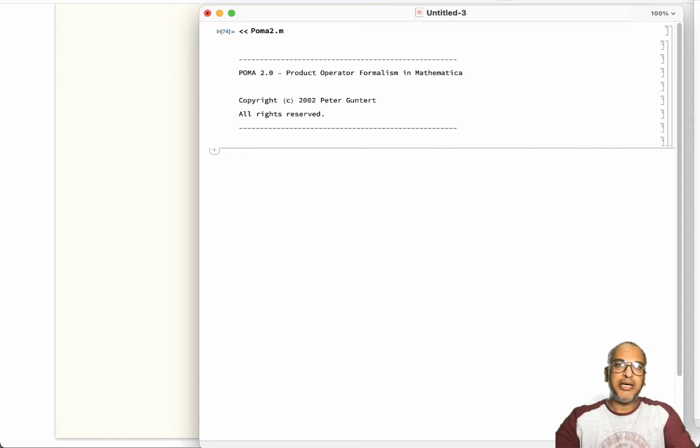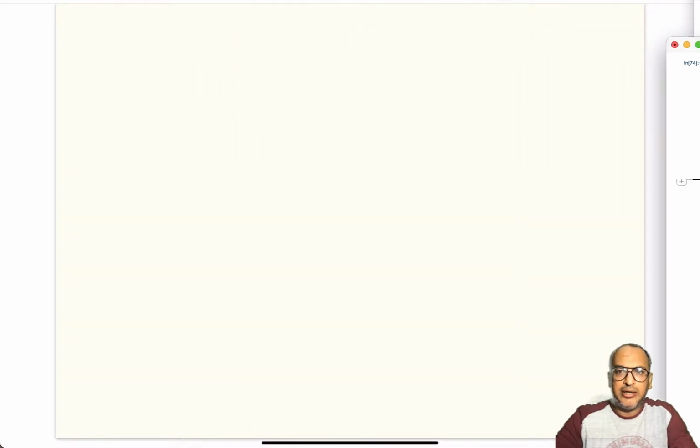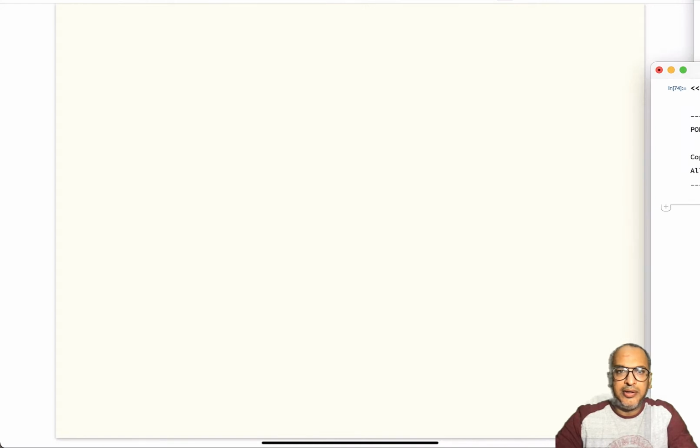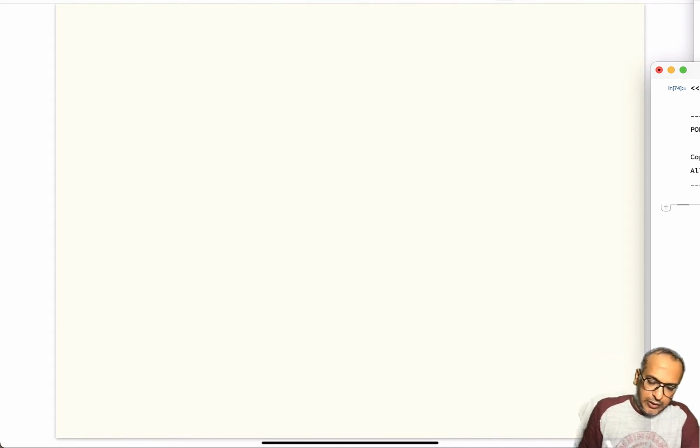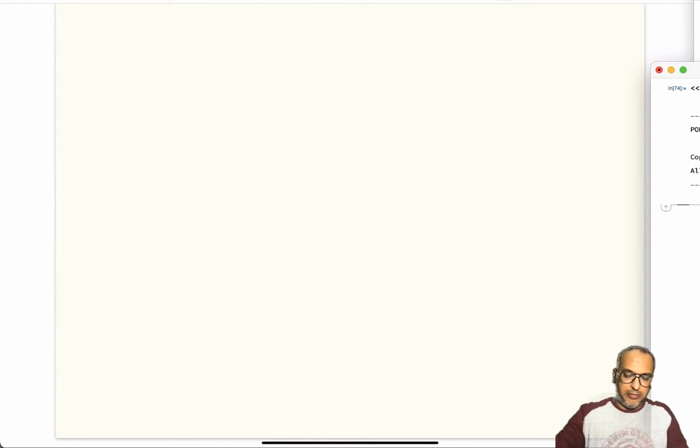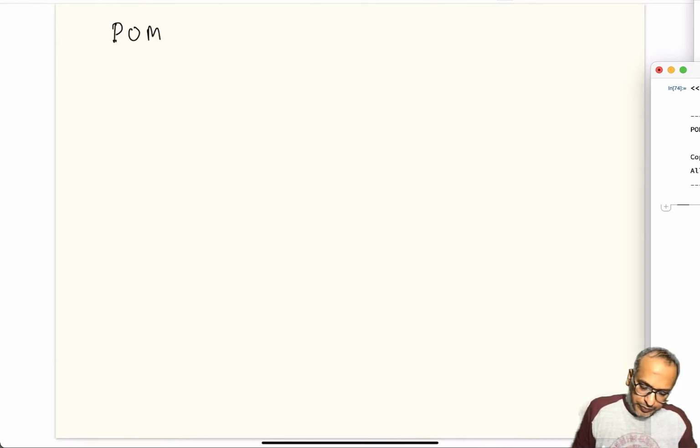So let me now go back to the notes page, and let us first talk about all the product operator commands using Mathematica. The name of the package is POMA, product operator calculations using Mathematica. So PO stands for product operator and MA stands for Mathematica. Let us now take a closer look at POMA commands.